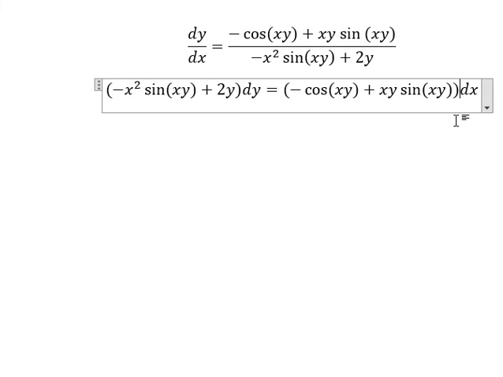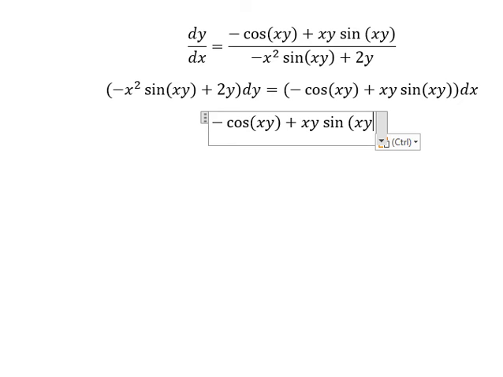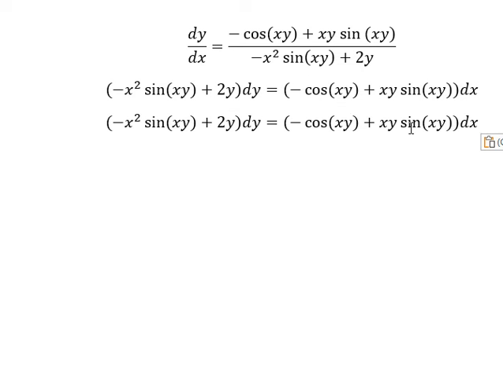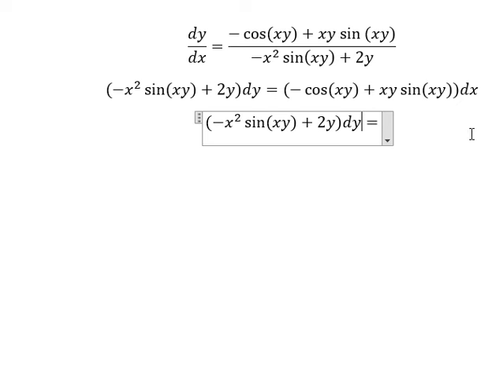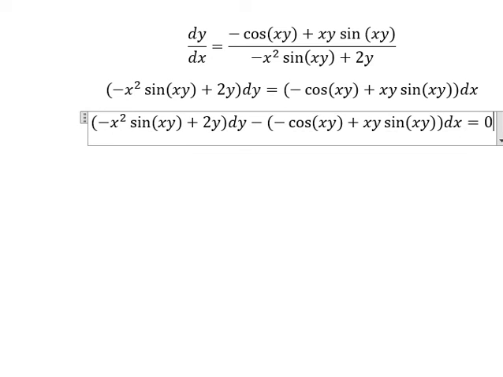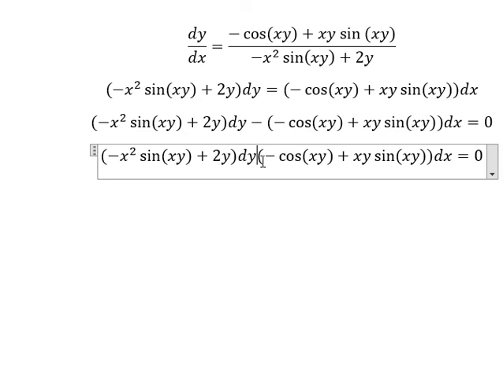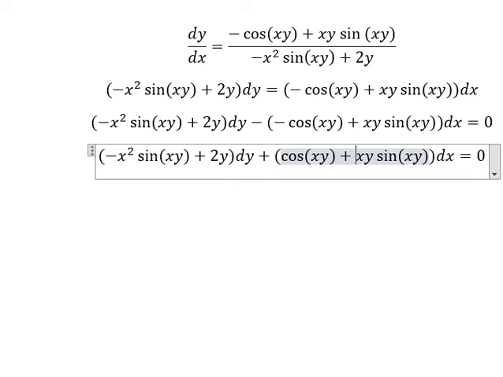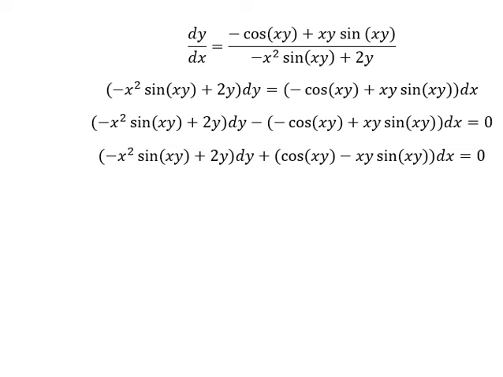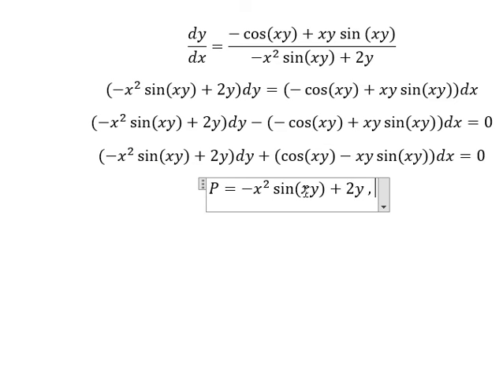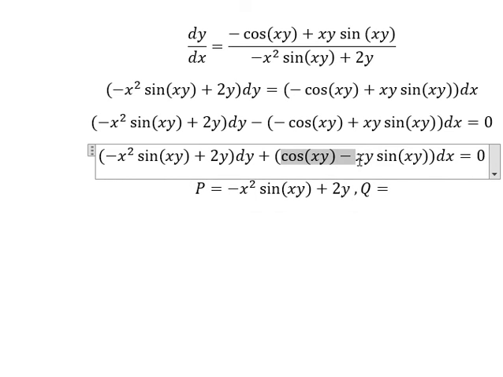Next, I will put this one go to the left. Next, we need to change the sign of this one. Next, I will put B equals to this one and Q equals to this one.